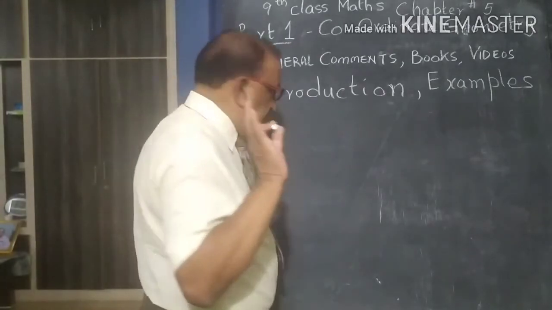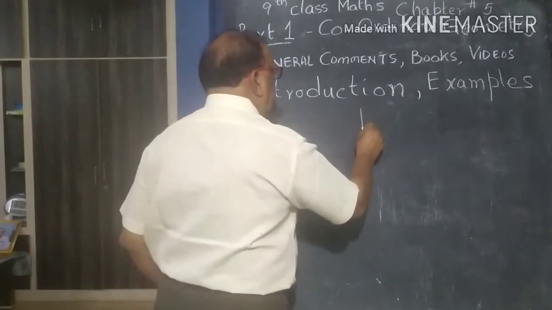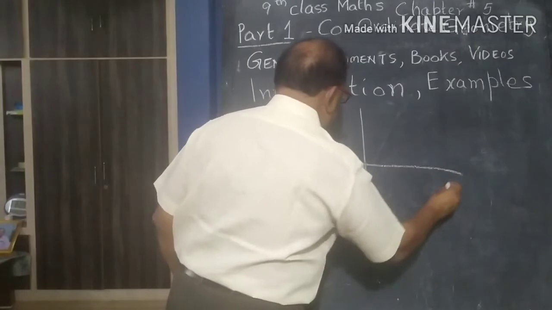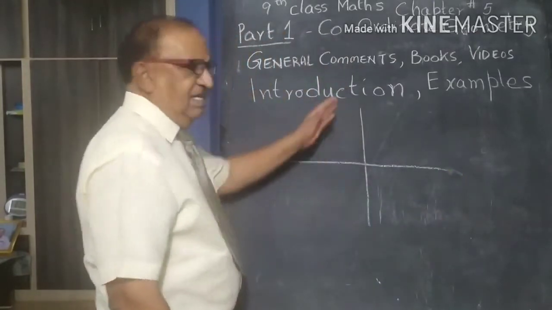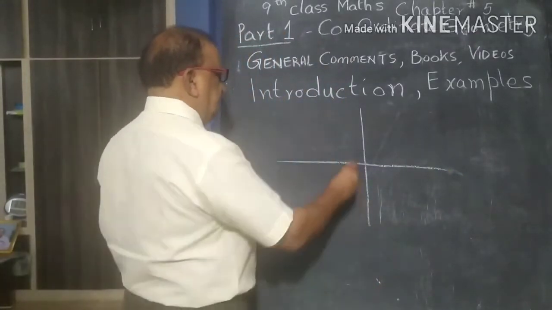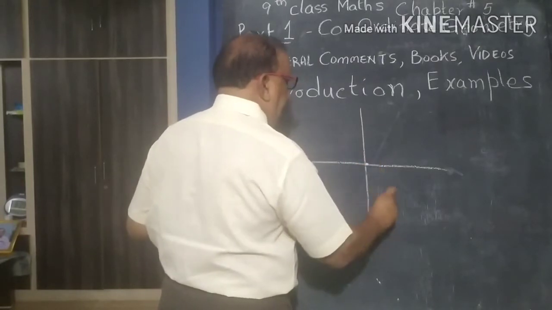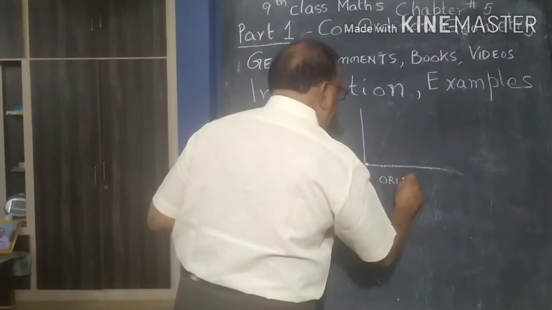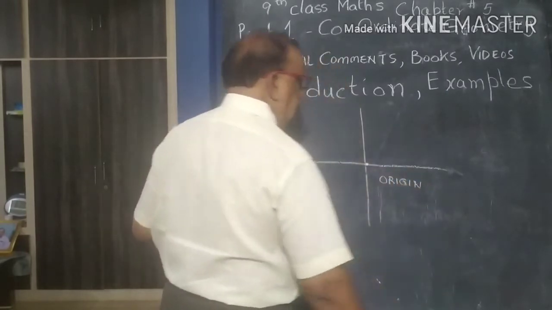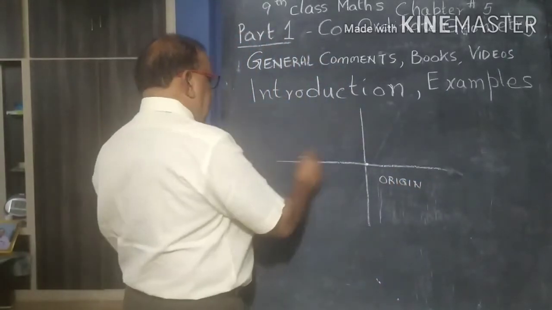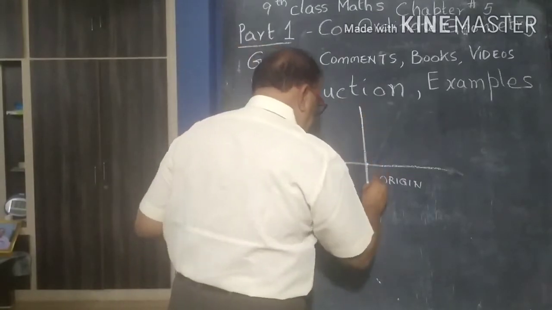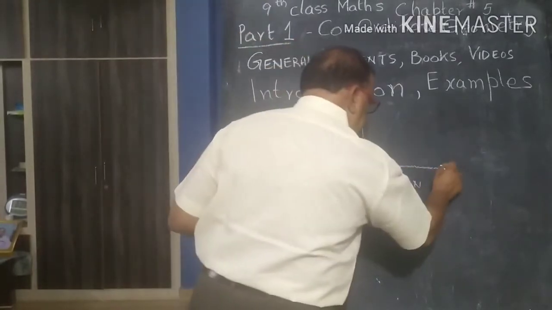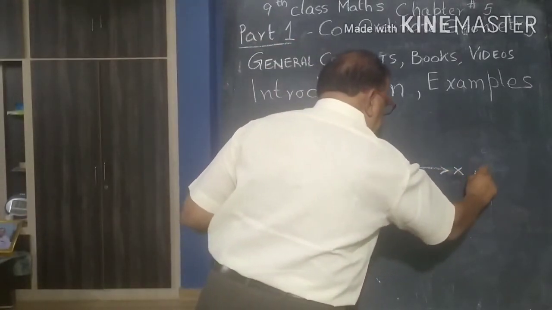In the coordinate geometry that you already know, you draw a horizontal line like this, and then a vertical line intersecting it. The point where the horizontal line meets the vertical line is called the origin. This one is called the x-axis.